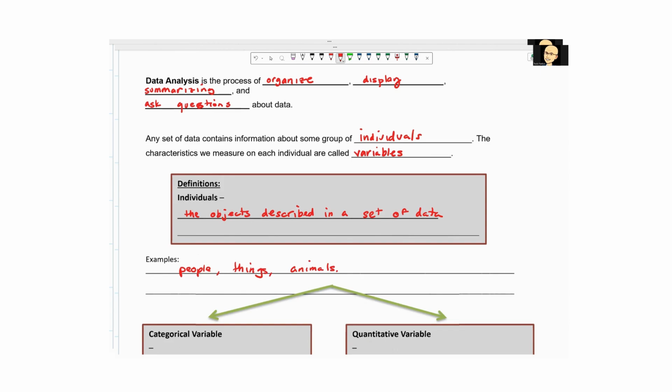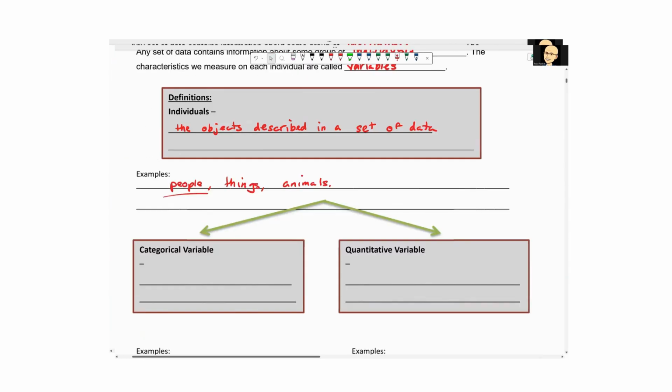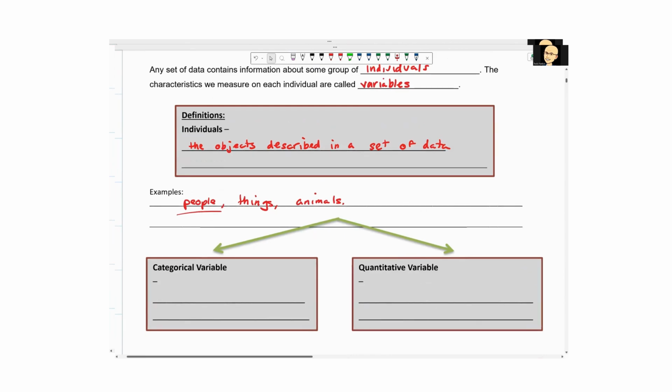Okay, but all of these individuals can be measured in multiple ways, and those different ways we can measure them are called variables. People, we can measure their height. We can measure their grade point average. We can measure their shoe size. We can measure whether they own a car, whether they have a job. Okay. Variables get broken into two subsets, categorical variables and quantitative variables.